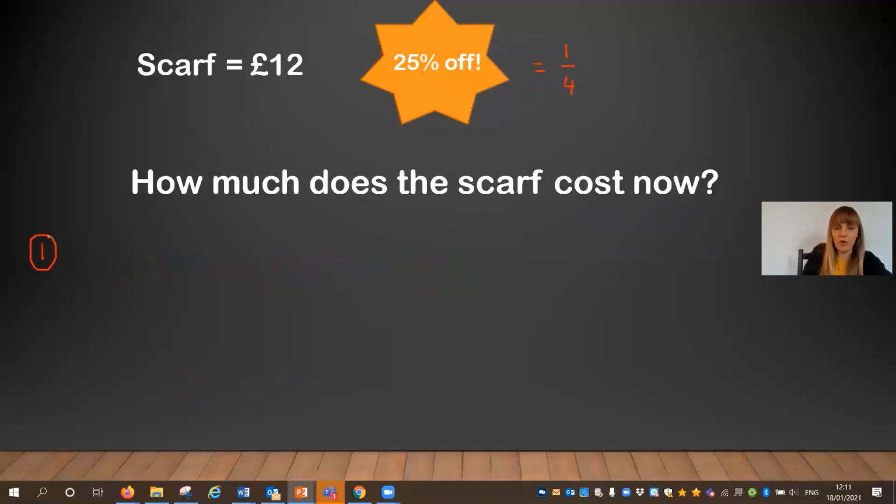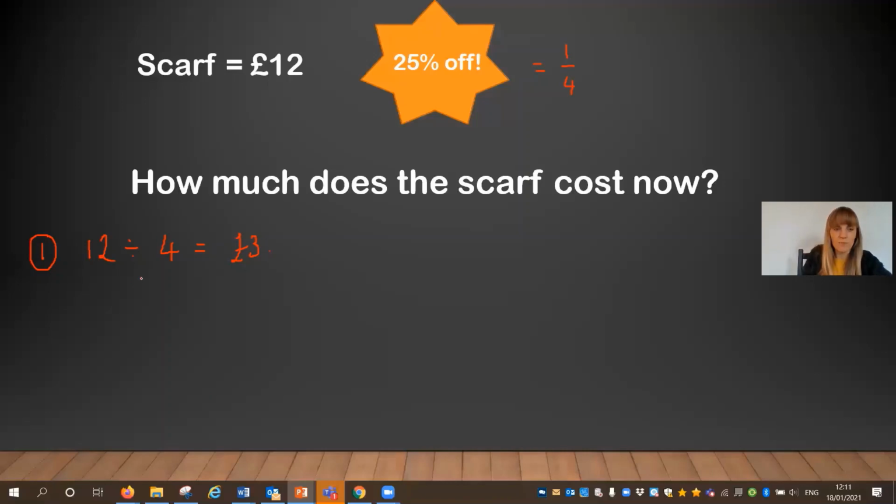Well, step 1 was, what is 25% or a quarter of £12? I'm going to do 12 divided by 4 because I know that's how I calculate a quarter. I divide it by 4. And that gives me an answer of £3. So that's how much is being taken off.